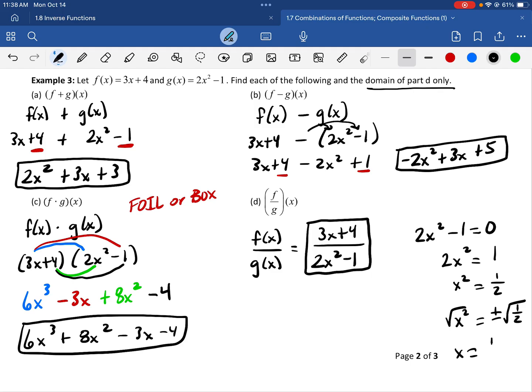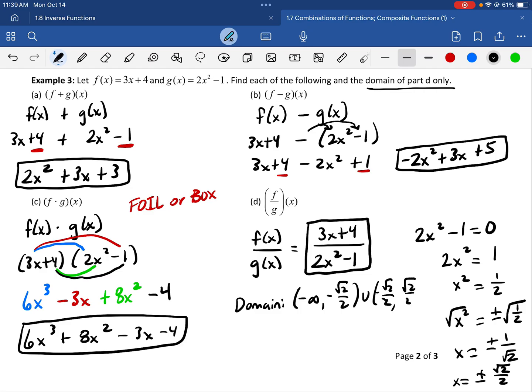All right, which is going to give me plus or minus 1 over the square root of 2, but we can't leave that square root in the denominator, so we have to rationalize it by multiplying by the square root of 2 over 2, which ends up giving us square root of 2 over 2. So we have a domain here of x from negative infinity to negative square root of 2 over 2, union negative square root of 2 over 2 to square root of 2 over 2, union square root of 2 over 2 to infinity.